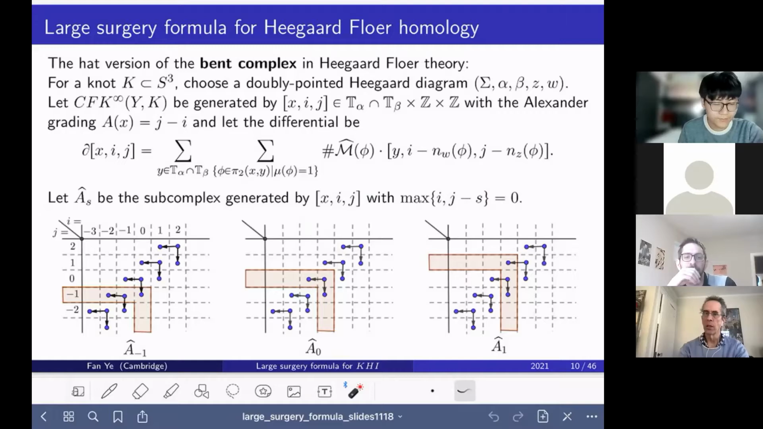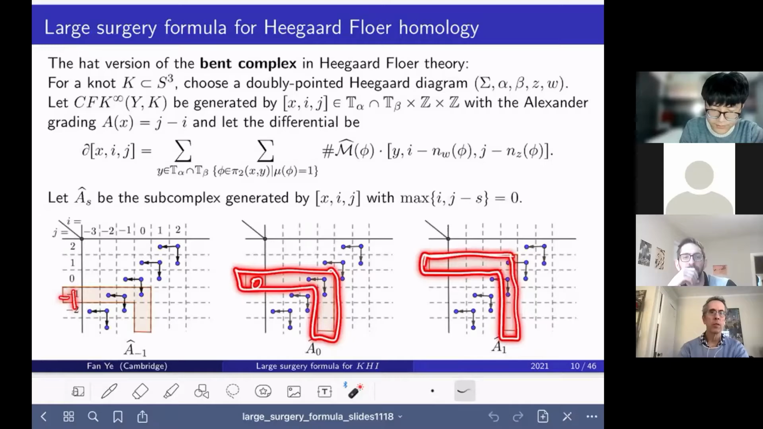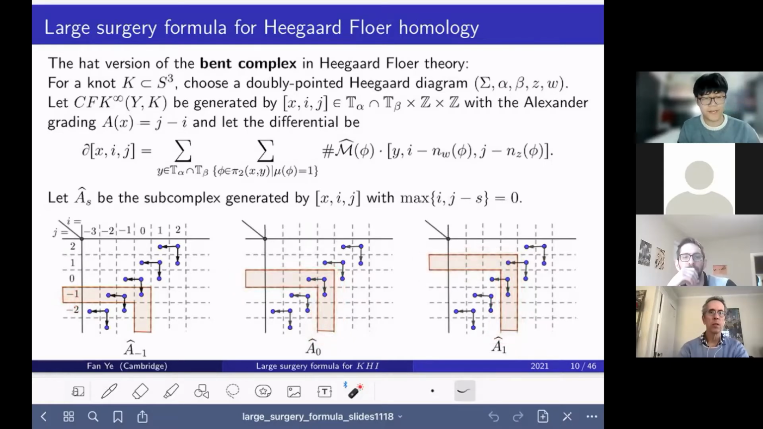And then the following are examples of the trefoil. For the trefoil, we have 3 generators in T alpha intersect T beta, and then we can draw the chain complex like this. Okay, and then we define the hat complex to be the generators and differentials in this region for -1, and in this region for 0, and in this region for 1. So that's the original definition of the band complex.